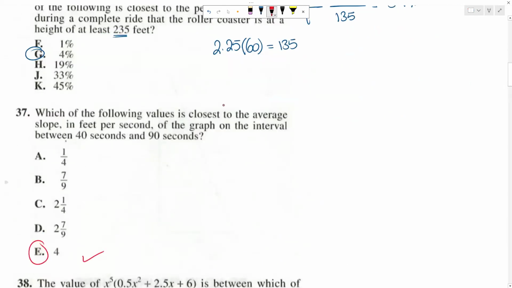Do you understand this one, or did I get you confused? Yes, we're good, yeah.